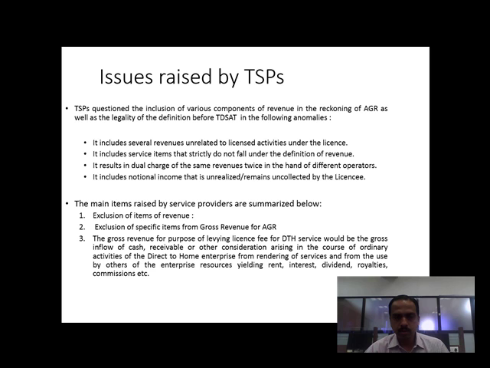The main items raised by service providers are summarized as follows. First, exclusion of items of revenue, exclusion of specific items from gross revenue for adjusted gross revenue, and the last one, the gross revenue for the purpose of levying license fee for DTH service would be the gross inflow of cash, receivable or other consideration arising in the course of ordinary activities of the direct to home enterprise from rendering of services and from the use by others of the enterprise resources yielding rent, interest, dividend, royalties, commissions and so on.